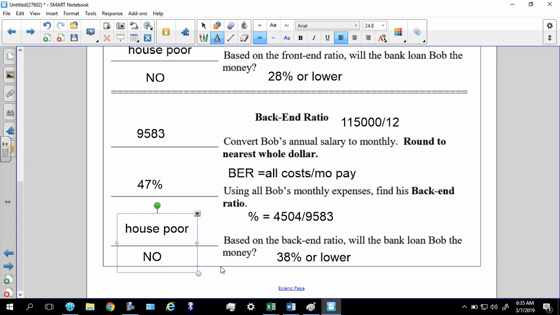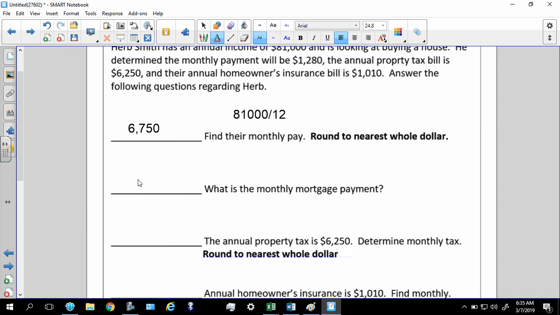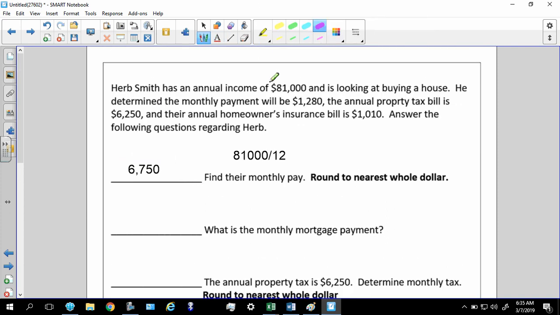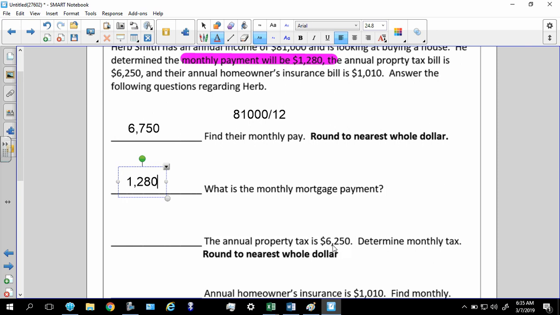All right. Now, last page. Herb Smith has an annual income of $81,000 and is looking to buy a house. So find his monthly pay. That's $81,000 divided by 12. Rounded to the nearest whole, it is $6,750. What is the monthly mortgage payment? Well, I, being a nice guy, went ahead and just gave it to you. It's $1,280. The annual property tax is $62.50.